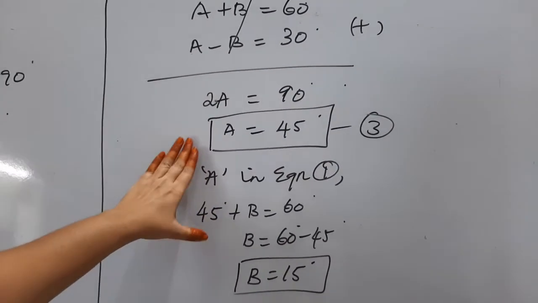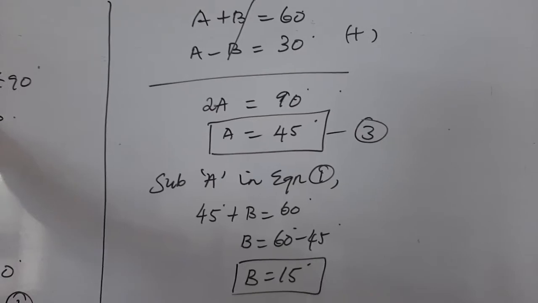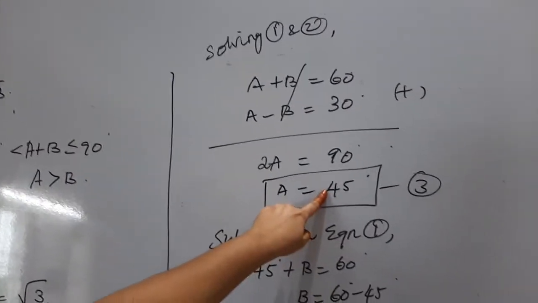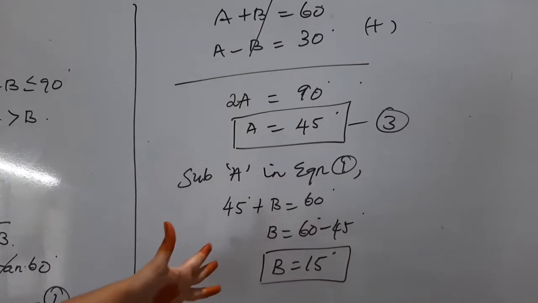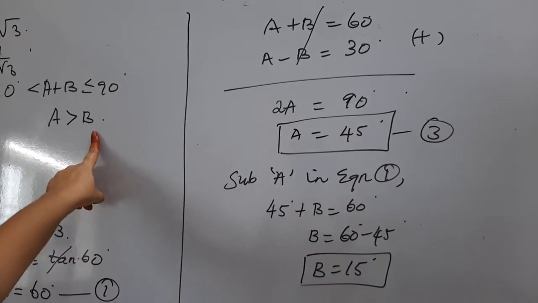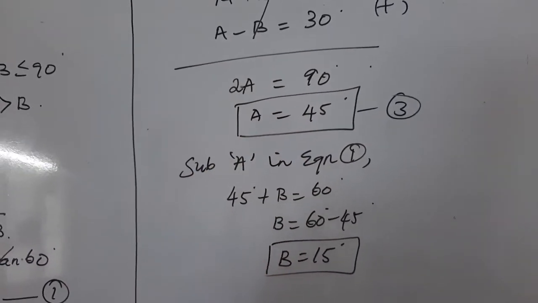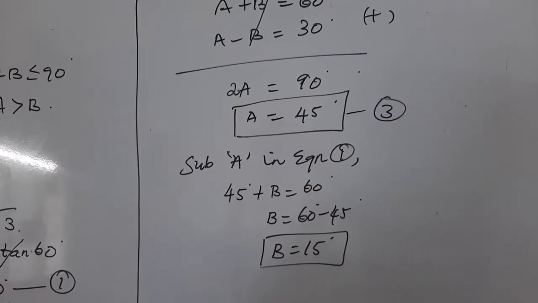Now let us check whether it satisfies the conditions. Sum of the angles A and B must be less than or equal to 90. Yes, 45 plus 15 altogether I am getting 60 only. And then A must be greater than B. Yes, A is equal to 45 and B is equal to 15. Obviously, the value of angle A is greater than angle B.